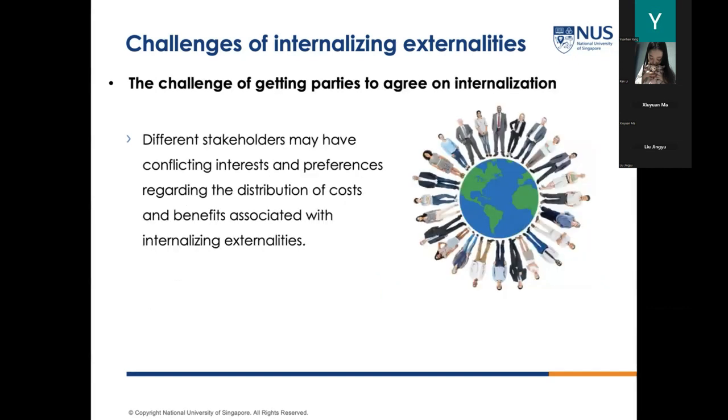Moreover, the challenge of getting parties to agree on the internalization is also significant. Different stakeholders may have conflicting interests and preferences regarding the distribution of costs and benefits associated with internalizing externalities. For example, some industries may resist carbon pricing because it would increase their operating costs, while others may see it as an opportunity to innovate and compete.